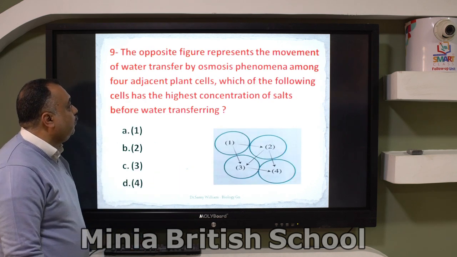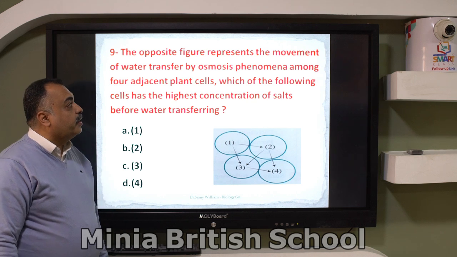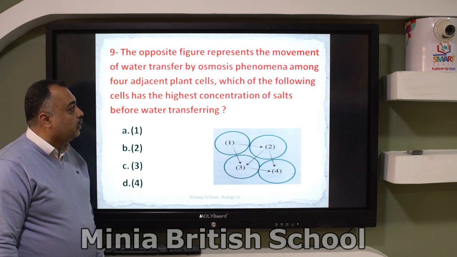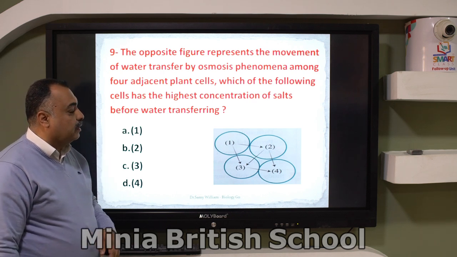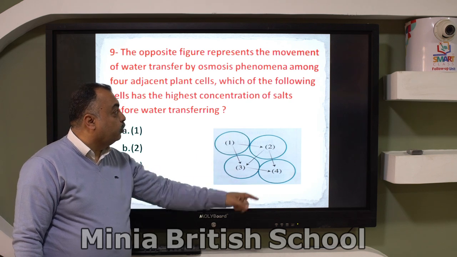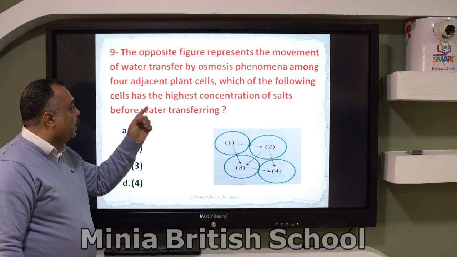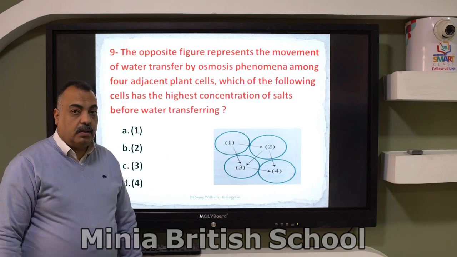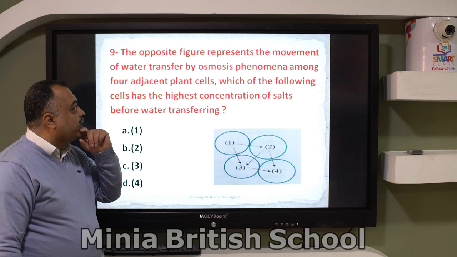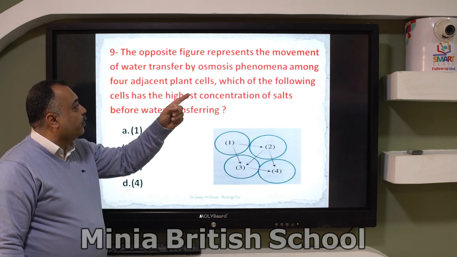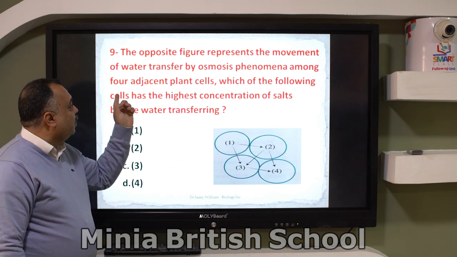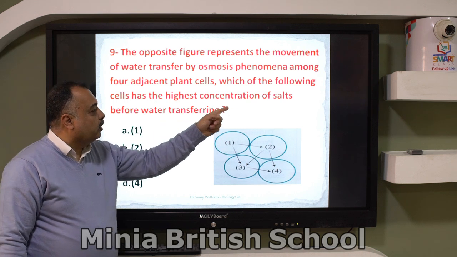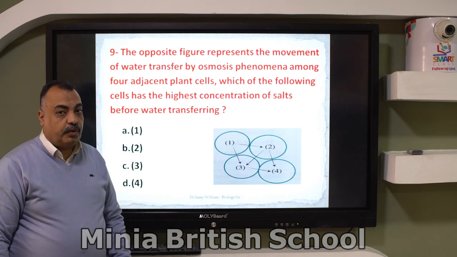Okay. The opposite figure represents the movement of water transfer by osmosis among 4 adjacent plant cells, as you see here: 1, 2, 3, 4. Which of the following cells has the highest concentration of salts before water transferring?